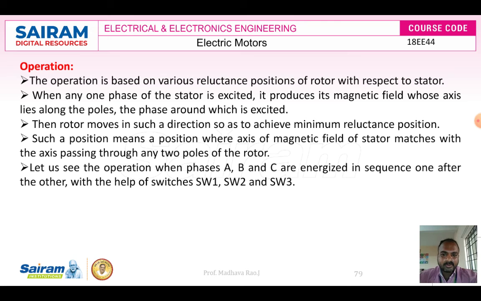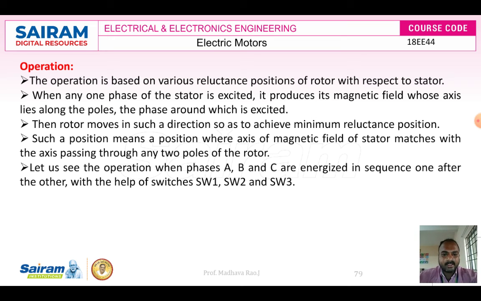Then the rotor moves in such a direction as to achieve the minimum reluctance position. Due to the magnetic flux produced by the stator winding, a force is created, and due to the force a torque is produced, torque being force times distance. Due to the torque, the rotor moves to a reluctance position, a position where the axis of the magnetic field of the stator matches with the axis passing through any two poles of the rotor.